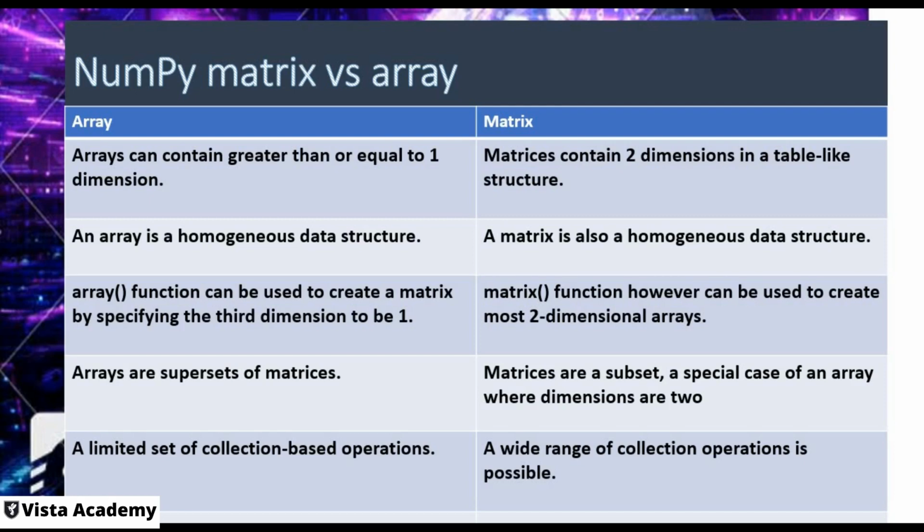When we have to create an array, we use the array function, whereas to create a matrix, we use the matrix function. We can have a 1D array, whereas we only have 2D here. Arrays are a superset of matrices, whereas a matrix is a special case of an array where the dimension is 2.